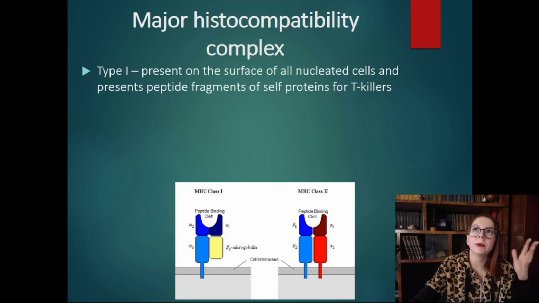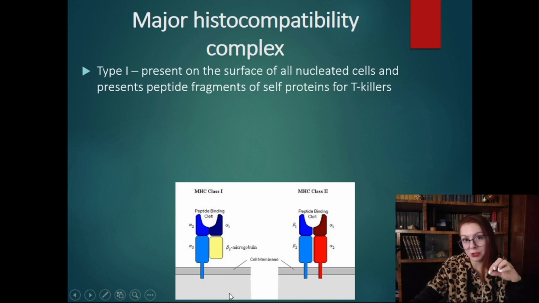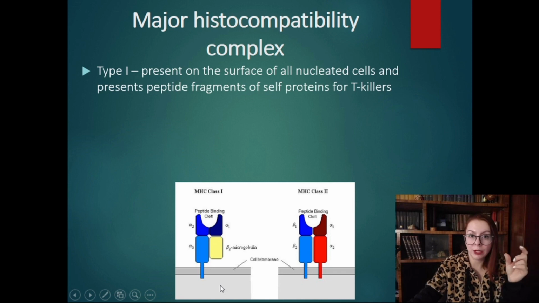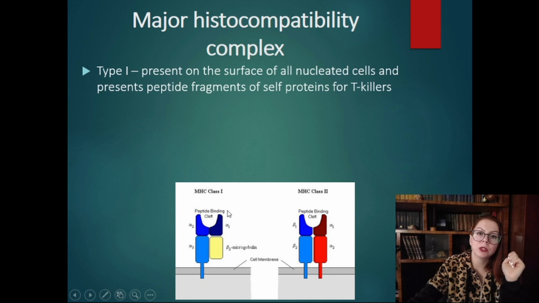So what is MHC type 1, the major histocompatibility complex? This is a set of receptors destined to carry examples of all proteins produced inside the cell onto its surface. For example, if a cell produces insulin or any other hormone, this insulin is broken down inside the cell into small fragments, and fragments of this insulin are presented by major histocompatibility complex receptors on the surface of this cell.